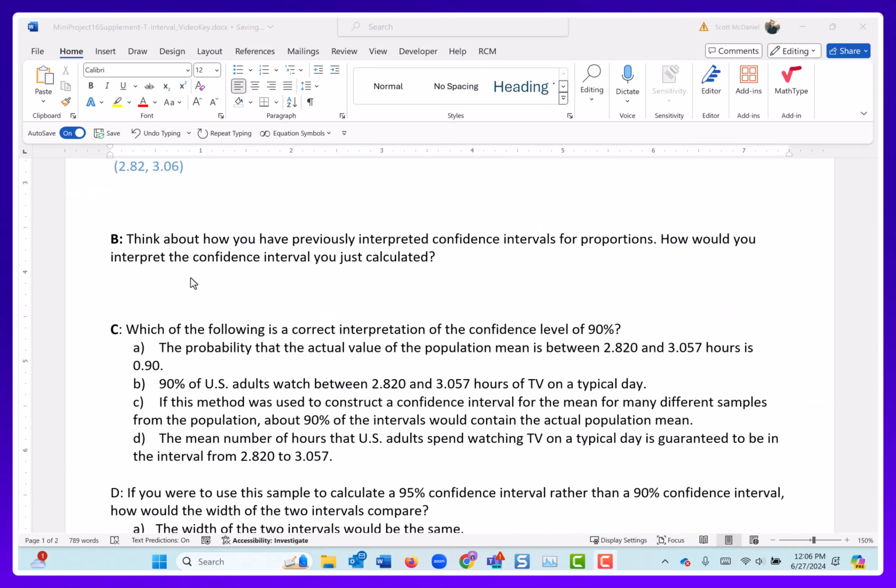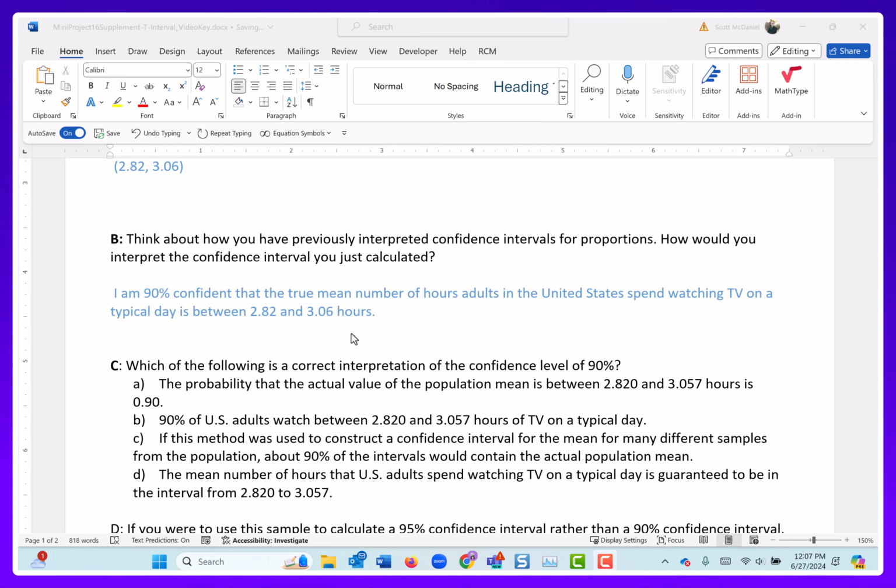So part B, think about how you've previously interpreted confidence intervals for proportions. How would you interpret the confidence interval you just created? So we are 90% confident that the true mean number, not the sample mean, the true mean number, the population mean of hours adults in the US spend watching TV on a typical day is between 2.82 and 3.06 hours.